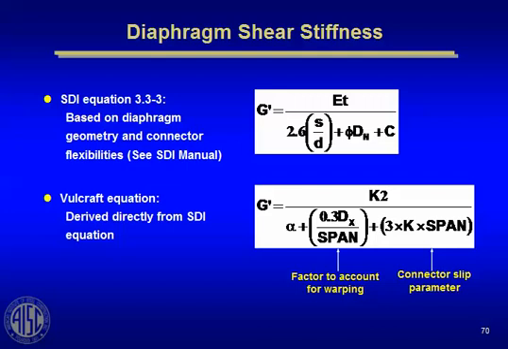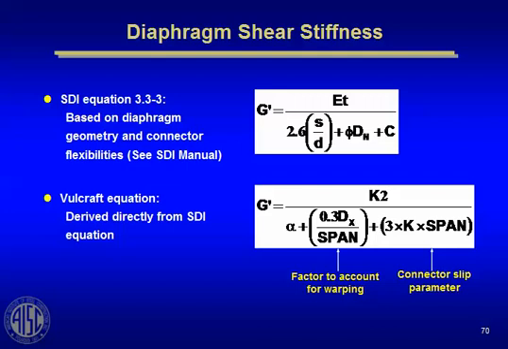All of those terms account for the deformation of the deck. That deformation partly comes from connection slip, it partly comes from warping, and it partly comes from just sheer deformation of the sheet itself. All of those parameters are reflected in that G prime equation.